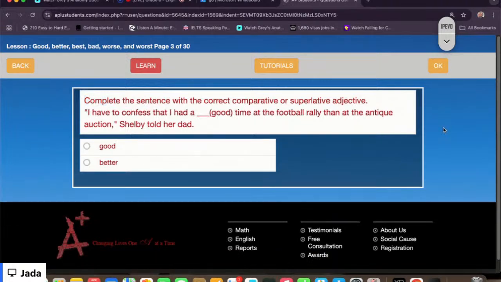All right. So I have to confess that I had a good time at the football rally than at the antique auction, Shelby told her dad. So good or better? So we have better.